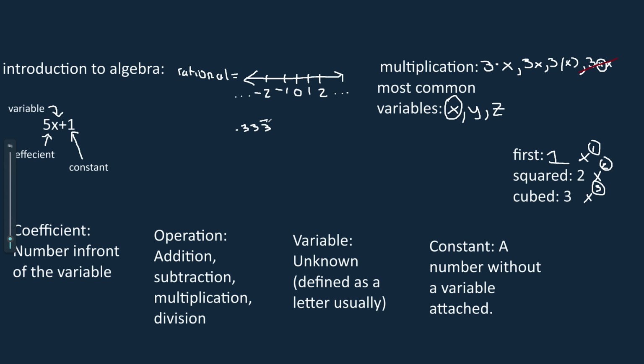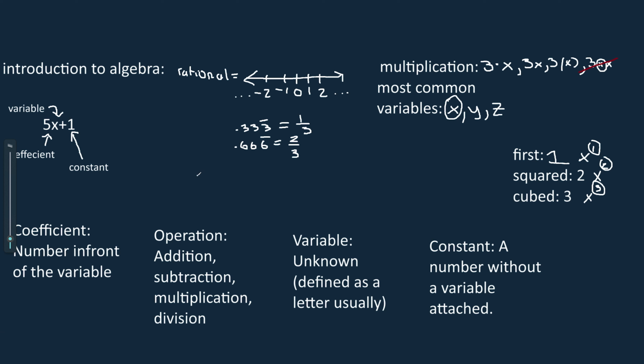So something like 0.333 repeating, that little sign means repeating, can be turned into a fraction, which is 1/3. Same thing with 0.666 repeating, which becomes 2/3. Anyways, irrational numbers are numbers that can't be written as a fraction, and their decimal goes on forever without repeating.